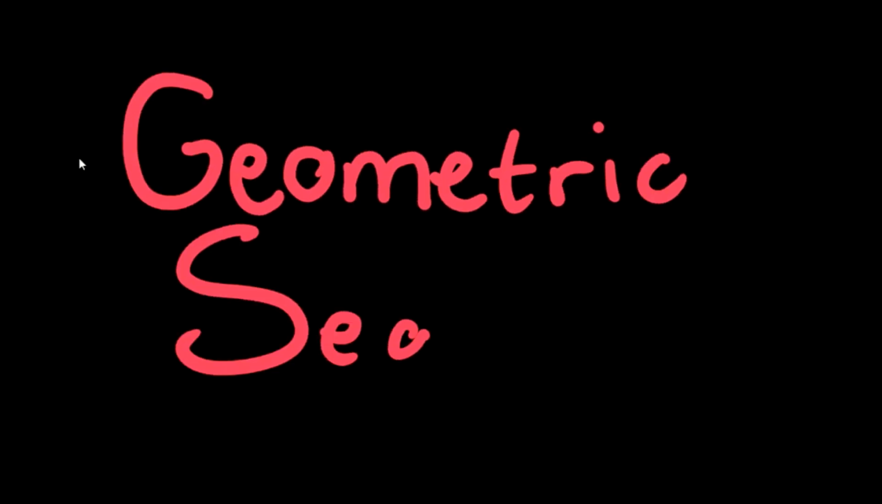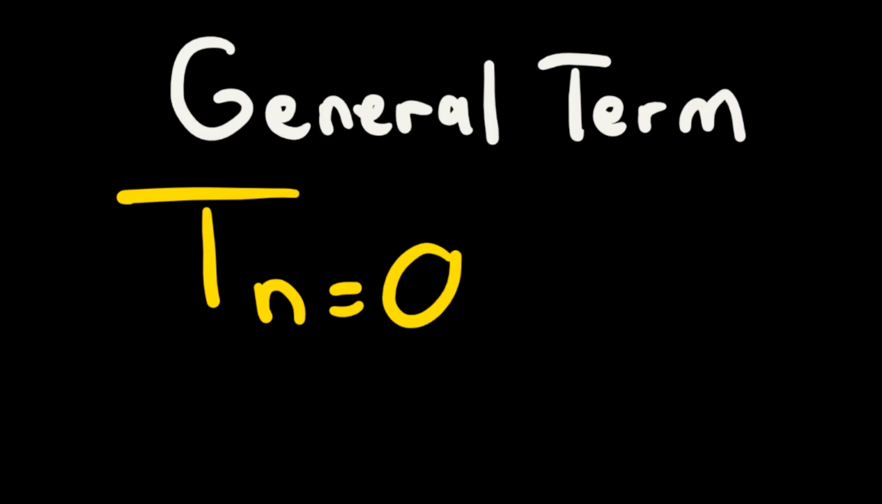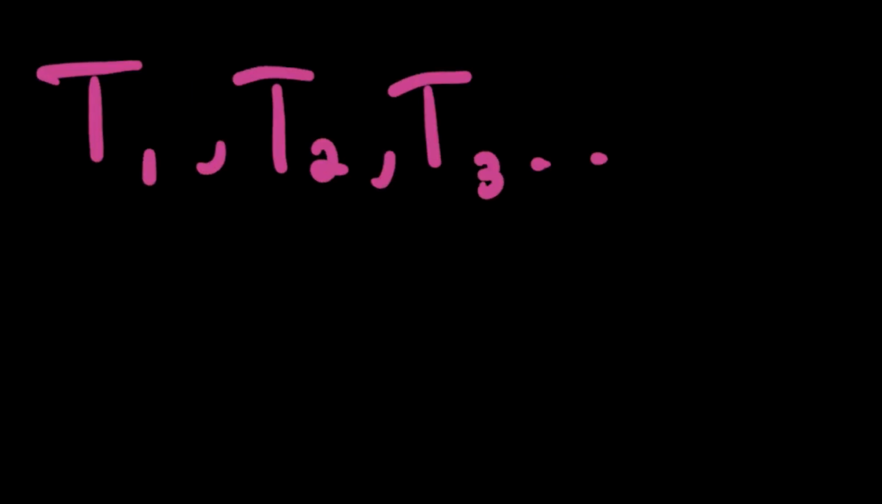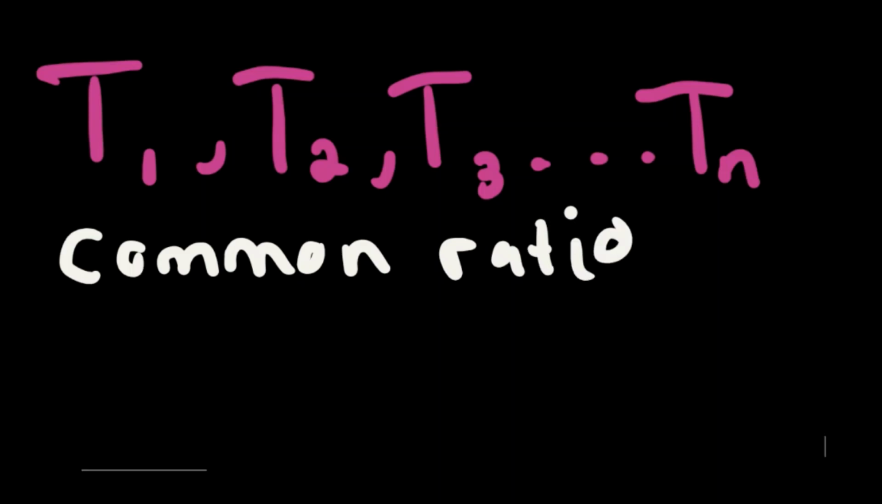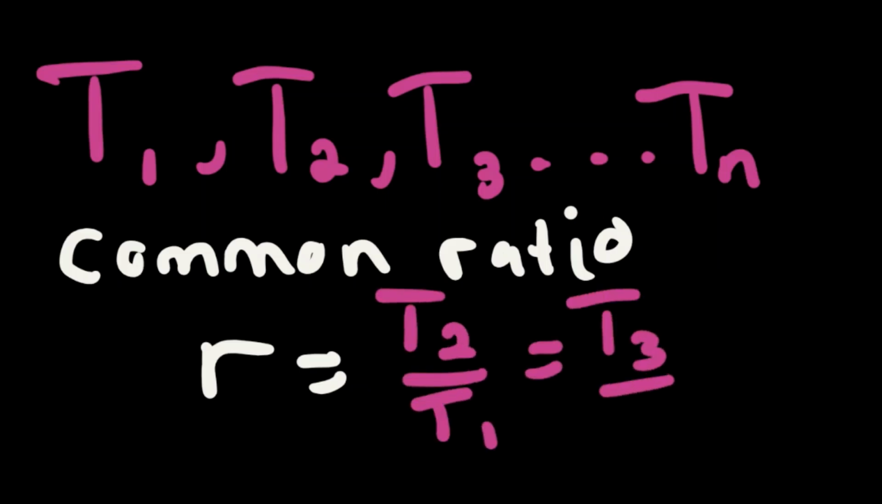Hi, in this video, we're going to be looking at the geometric sequence, which has a general formula of Tn equals a multiplied by r to the power of n minus 1. The first thing we're going to do is establish the sequence by identifying the terms of the sequence. What defines a geometric sequence is a common ratio, written as r, which equals t2 over t1, which equals t3 over t2.